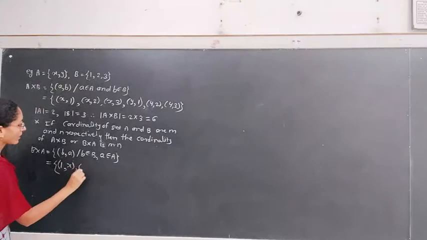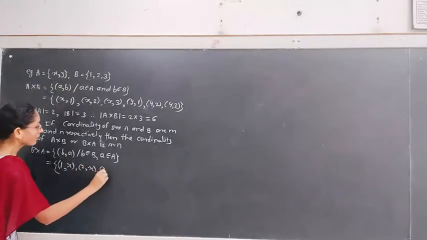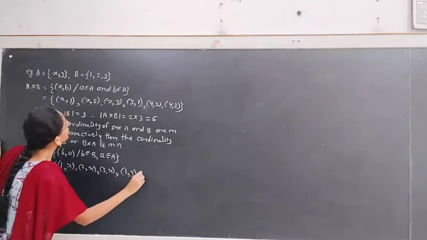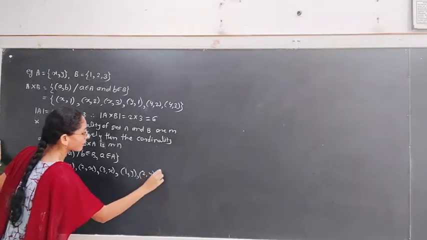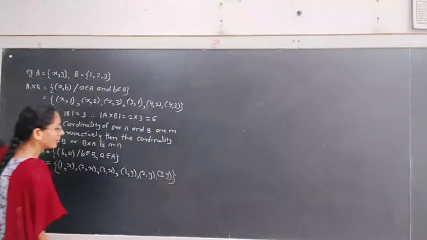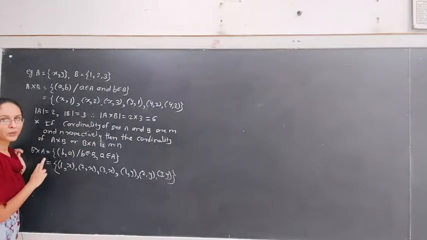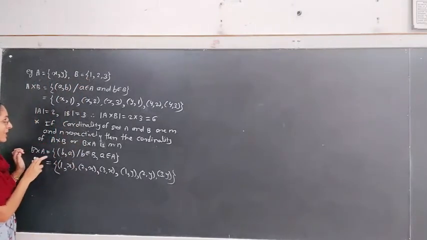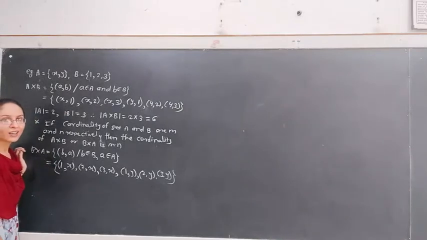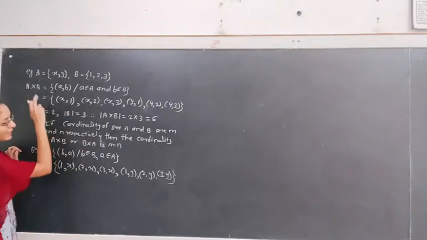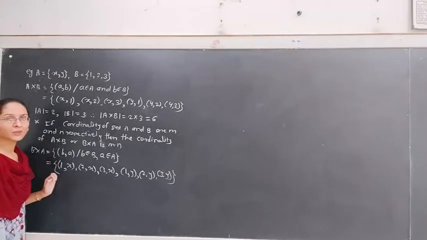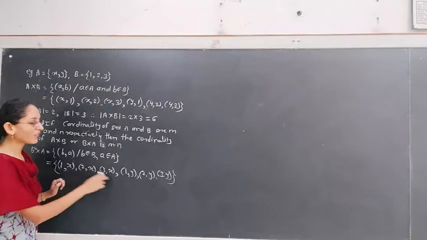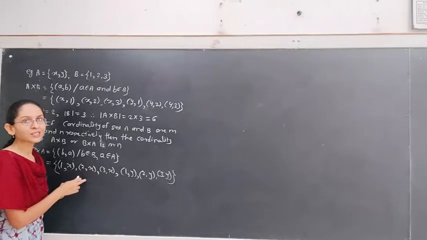The next ordered pairs are 2x, 3x, 1y, 2y, 3y. These are the 6 elements of the set B cross A. Because A contains 2 and B contains 3 elements, B cross A as well as A cross B contain 6 elements. But the sets A cross B and B cross A are not equal because their elements are different. The number of elements is the same but the elements are different.